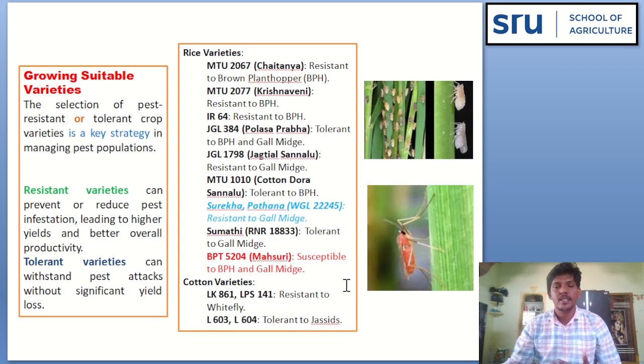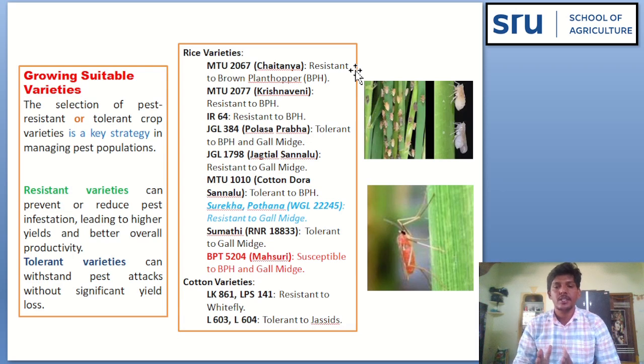So here some varieties are given. Rice varieties: MTU 2067 Chaitanya. This variety is resistant to brown plant hopper. Next, MTU 2077 Krishnaveni variety is resistant to brown plant hopper. IR64 is resistant to brown plant hopper. JGL Jagityal 384. Polasa Prabha is tolerant to BPH and gall midges.